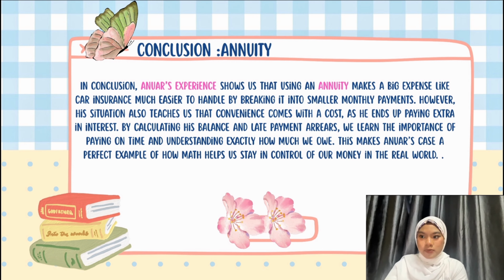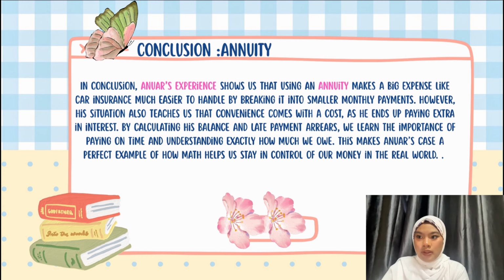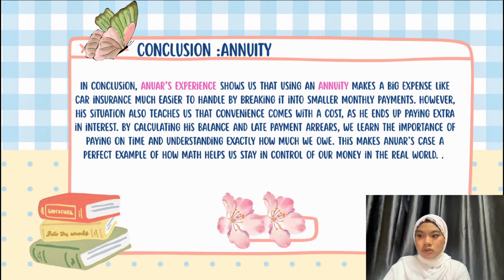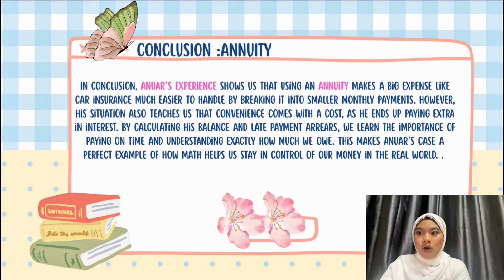In conclusion, Anwar's experience shows us that using an annuity makes a big expense like car insurance much easier to handle by breaking it into smaller monthly payments. However, his situation also teaches us that convenience comes with a cost, as he ends up paying extra in interest. By calculating his balance and late payment arrears, we learn the importance of paying on time and understanding exactly how much we owe. This makes Anwar's case a perfect example of how maths helps us stay in control of our money in the real world.